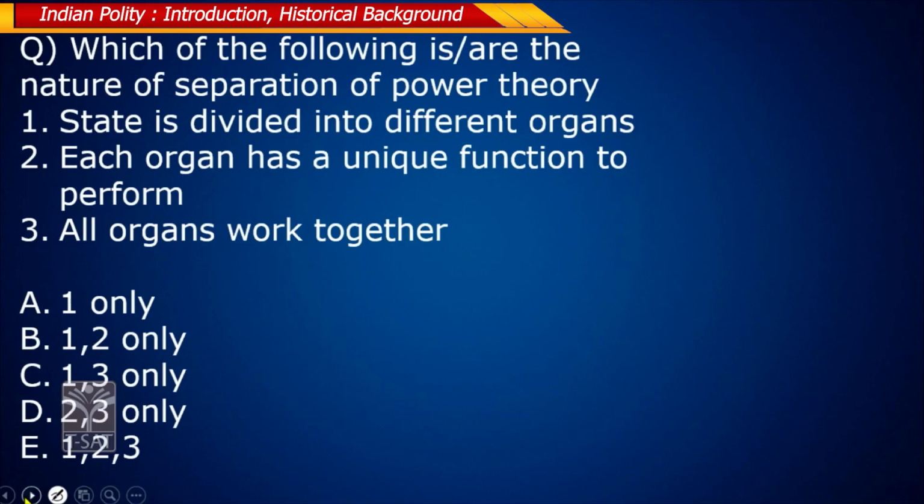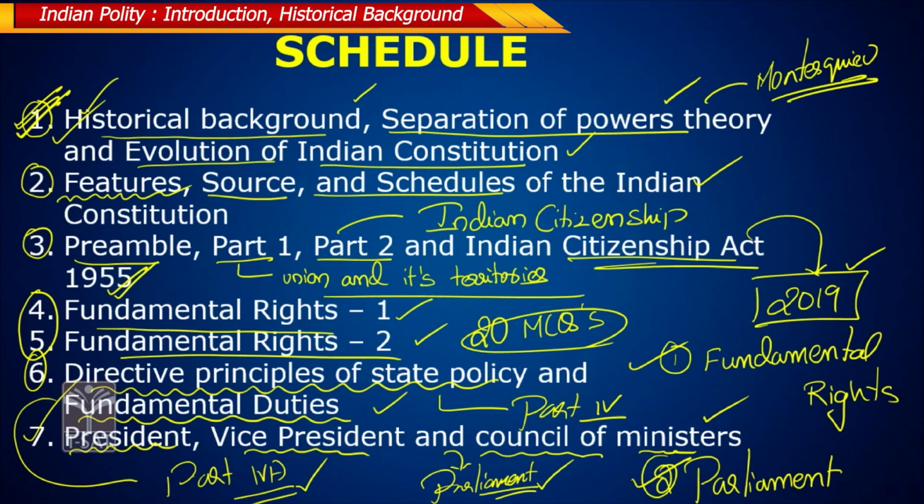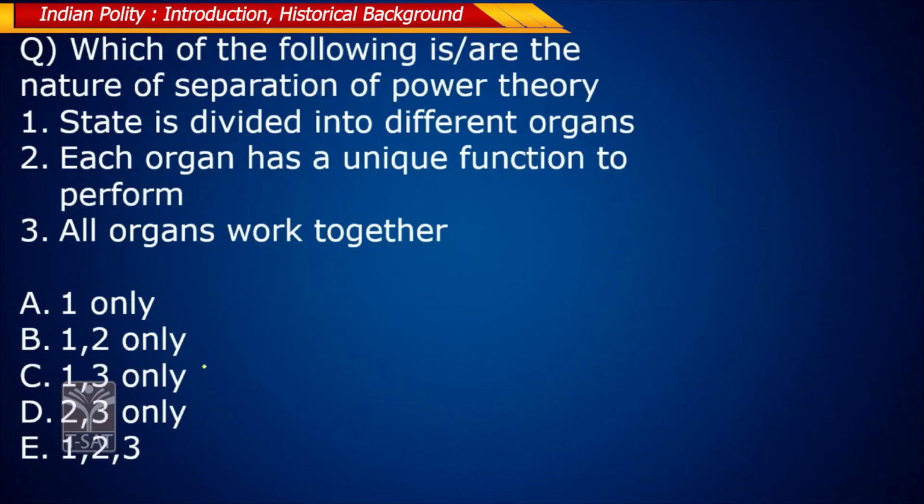Look at the first question, revolving around topic 1. Topic 1 discusses the historical background, separation of powers theory and evolution of the Constitution of India. Now, evolution of the Constitution of India is also called the making of the Indian Constitution. Question number 1. Which of the following is or are the nature of separation of powers theory?